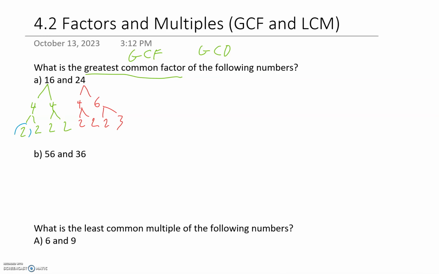And at this point, there's nothing left to circle that's the same. We're only looking at the bottom row, the prime factors. The 2 and the 3 are no longer the same, so we can't circle anything there. So there are 3 of those. So it's 2 times 2 times 2, and you just multiply those together. And that means our greatest common factor is 8.